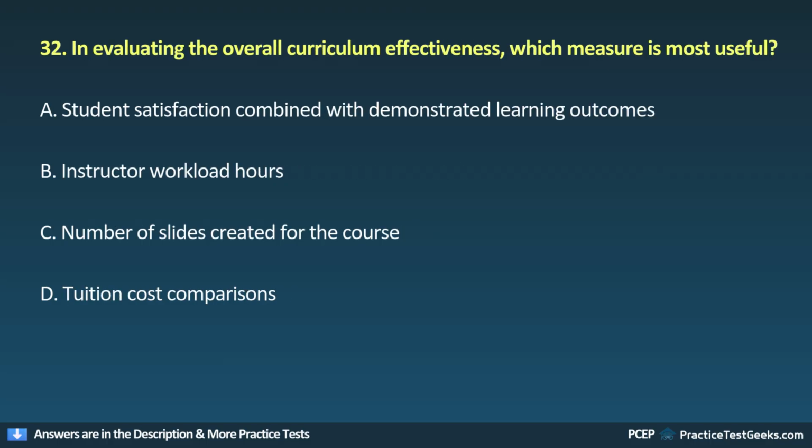32. In evaluating the overall curriculum effectiveness, which measure is most useful? A. Student satisfaction combined with demonstrated learning outcomes. B. Instructor workload hours. C. Number of slides created for the course. D. Tuition cost comparisons.